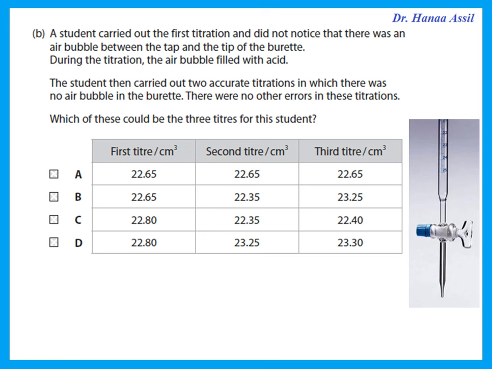Then he repeated it with accurate titrations when there are no air bubbles and no errors. Which of these could be the 3 titers? So we're looking for something in which the first titration is too big, and then the second and third are close to each other, smaller than the first one. So which does this apply to? It applies to C, where we have the first titer is 22.8, then he got 22.35 and 22.4, so these are correct.